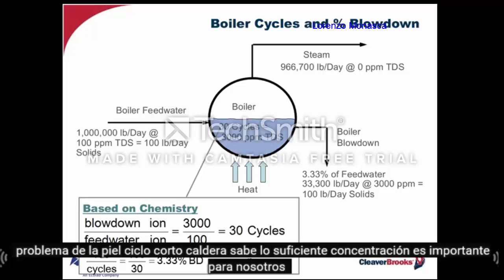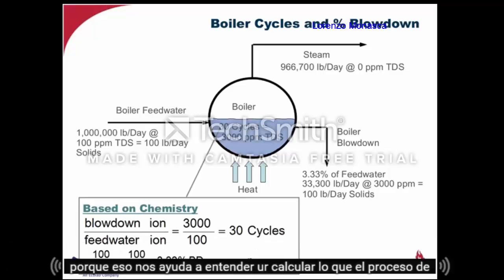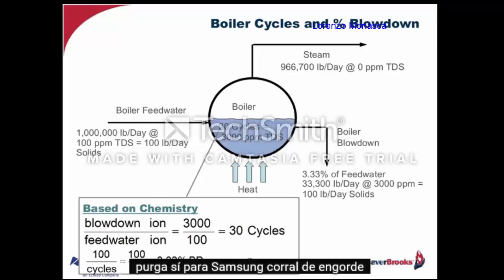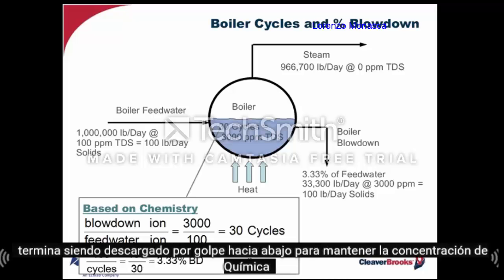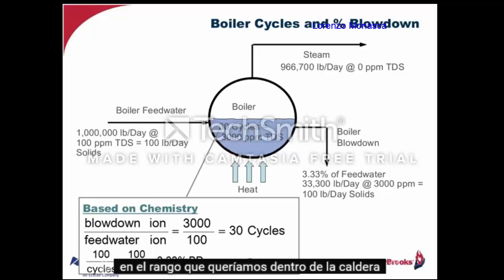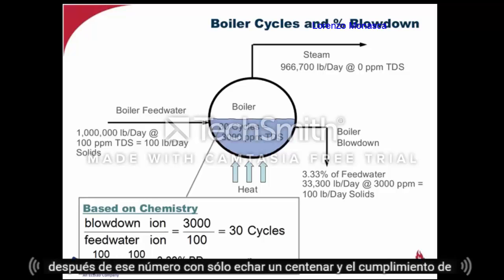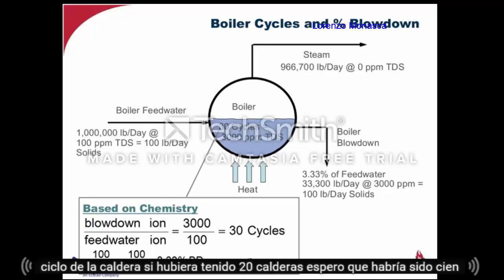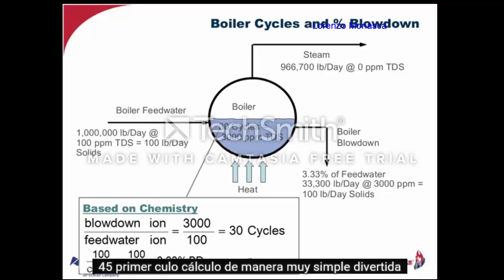Knowing the cycles of concentration is important to us because that helps us understand or calculate what the percent blowdown is. The percent of the feed water that ends up being discharged by blowdown to keep the concentration of chemistry in the range that we want it inside the boiler. And in this particular instance, I have 3.33% blowdown. I got to that number just by taking 100 and dividing by my boiler cycles. If I had had 20 boiler cycles, it would have been 100 divided by 20, or 5%.